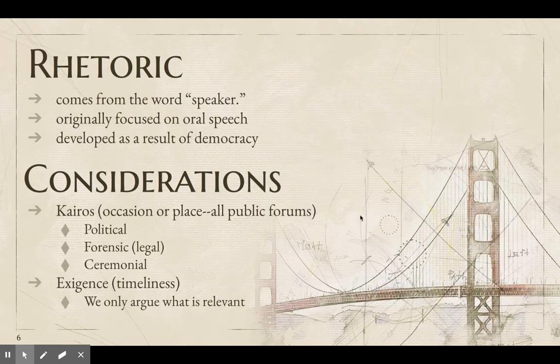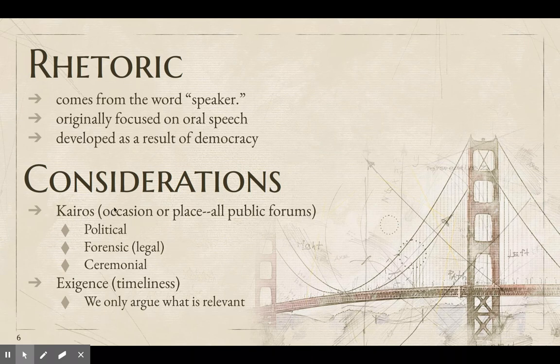So the word rhetoric just comes from the word speaker, and it was originally focused on oral speech. It developed as a result of democracy because here we're all voting. Now there's a new need to persuade people of what they should vote for. So things we consider when using rhetoric, or remember persuading, are kairos. That's a nice Greek word. It just means occasion or place, and they're all public forums.